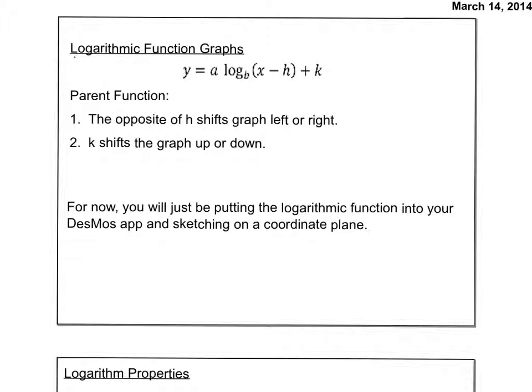In graphing logarithmic functions, the shifts are going to work the same as we've been learning throughout the whole year. That h is going to shift it the opposite of its sign, so it's going to shift it left or right. If it's negative h, it's going to be positive h, so you'd be shifting it to the right. Then k shifts it up or down. If it's 2, you shift it up 2. If it's negative 2, you shift it down 2.